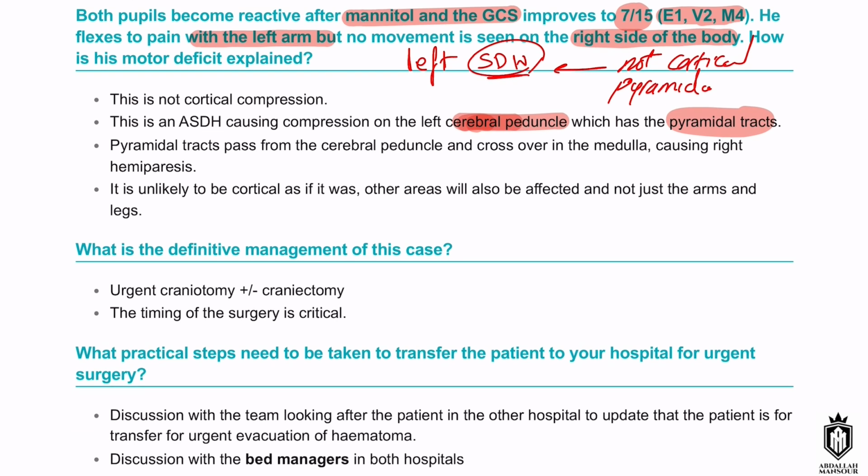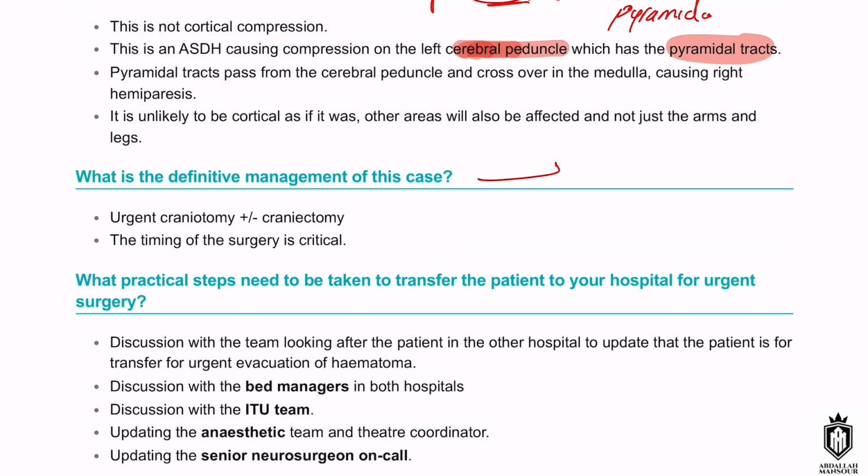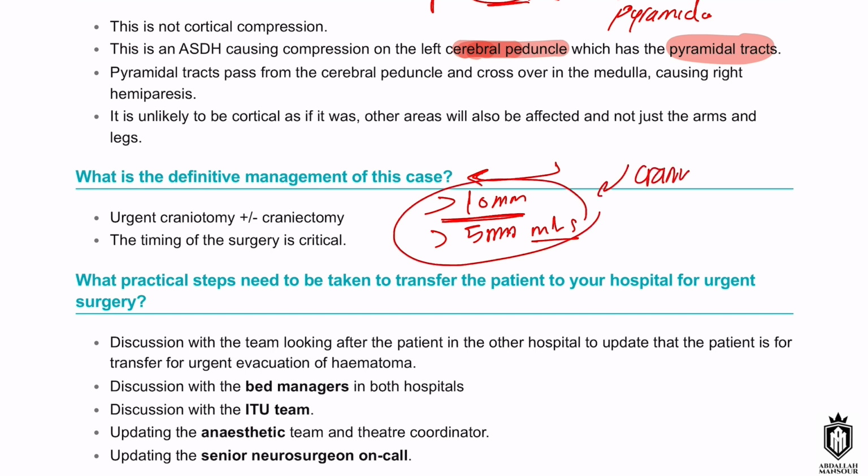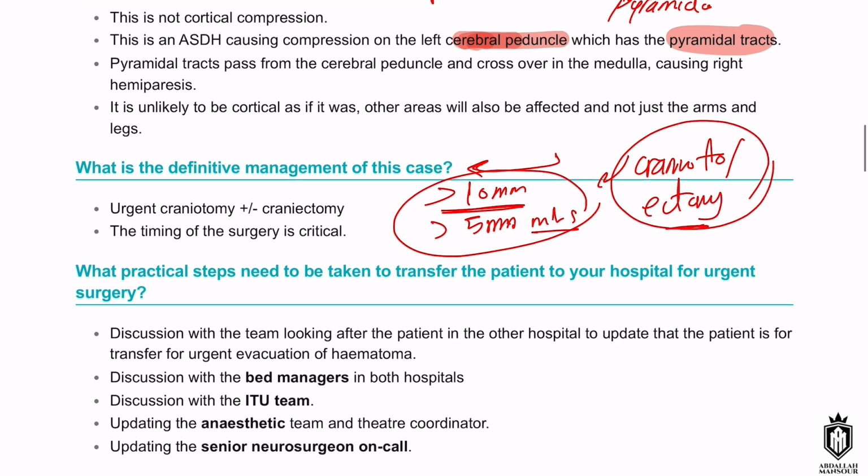All right. So what is the definitive management in this case? A definitive management, given that it is more than 10 millimeters, and we're going to come to this, and also more than 5 millimeters midline shift, the best management will be doing a craniotomy / craniectomy, removing the bone and evacuating the hematoma.